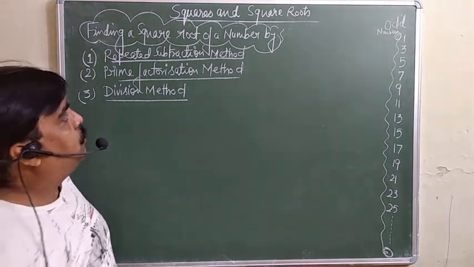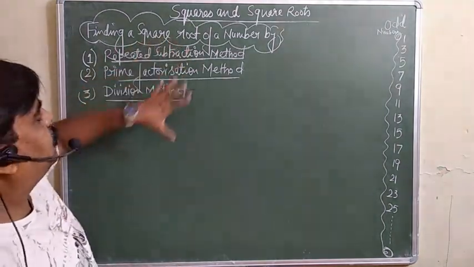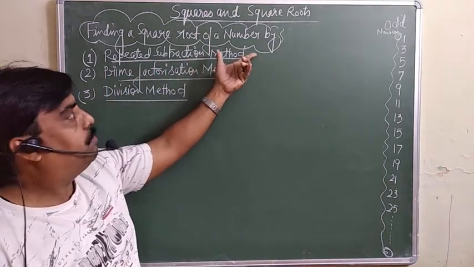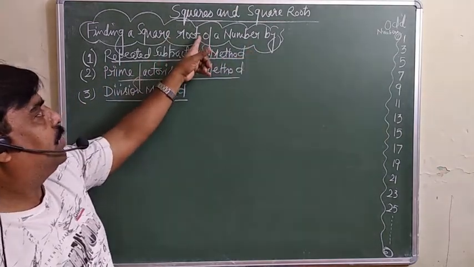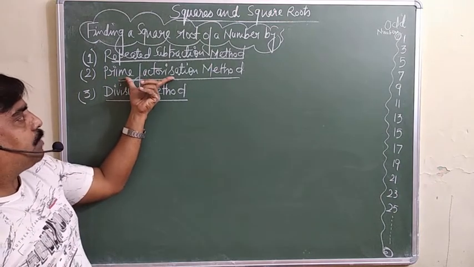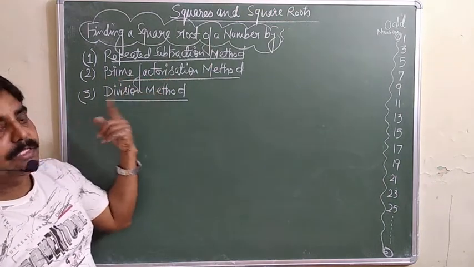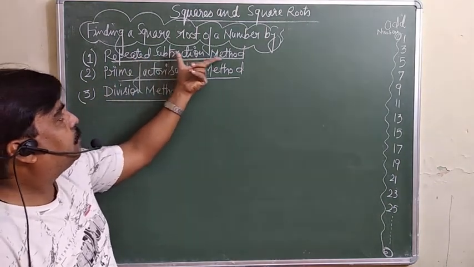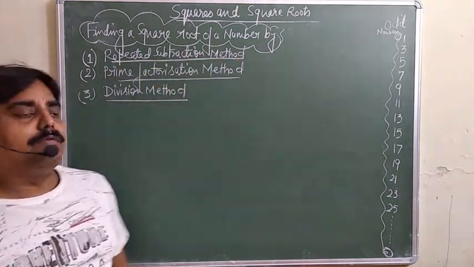You can watch those videos, but here I will discuss three methods. First is the repeated subtraction method, by which we will find the square root of any number. Second, we will discuss the prime factorization method, and third is the division method. तो पहले हम डिस्कस करेंगे कि by the repeated subtraction method, how can you find out the square root of any number.